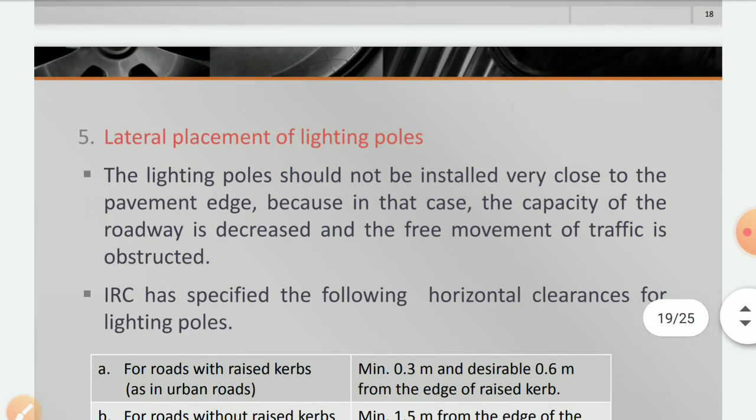Another type of lighting is industrial lighting and flood lighting, and the requirements of globe lighting. Another two or three concepts are left out, so I will take those up in the next class.